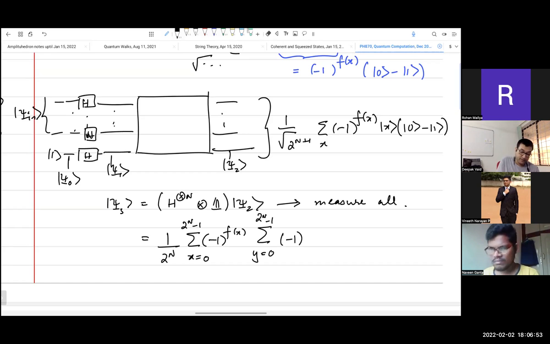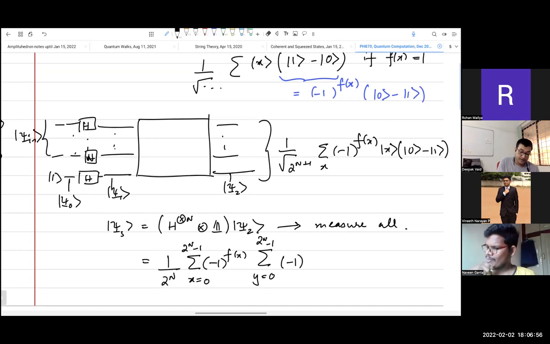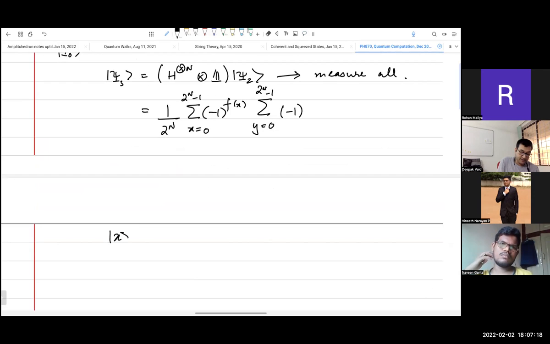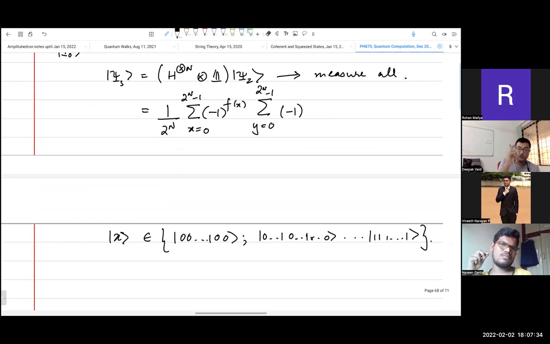Because you have to remember that in this expression for psi 2, what is a single x? A single x is a sequence of bits, right? So what is x? It's some sequence of bits, which is all the possible bit sequences, right? The 2 to the n bit sequences, right?